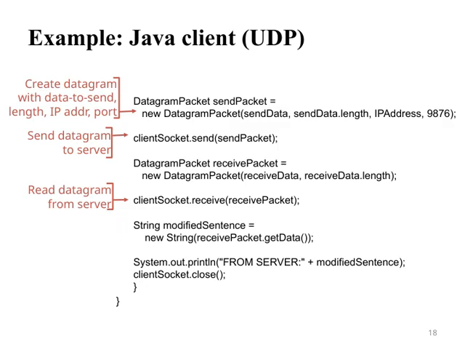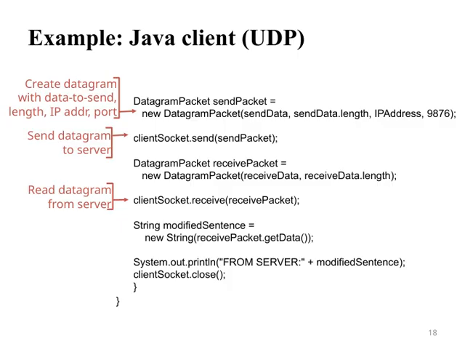First, we create a datagram packet called sendPacket. This packet is constructed with the data we want to send, its length, the IP address of the server, and the port number, which in this case is 9876. This step is crucial because it prepares the data for transmission over the network. Next, we send this datagram to the server using the client socket's send method. This action transmits our data to the specified address and port.